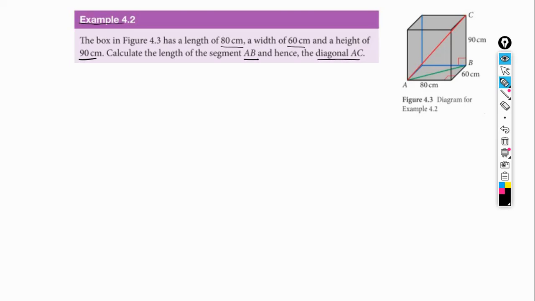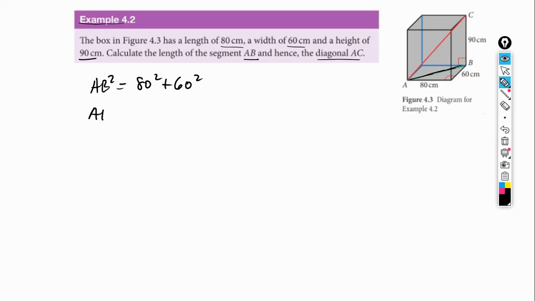So why do we need to find segment AB? Notice that AB is going to be the base of the right triangle that would allow us to find AC. So we need segment AB first. Now, using the Pythagorean theorem, it is obvious that AB squared is going to equal 80 squared plus 60 squared.